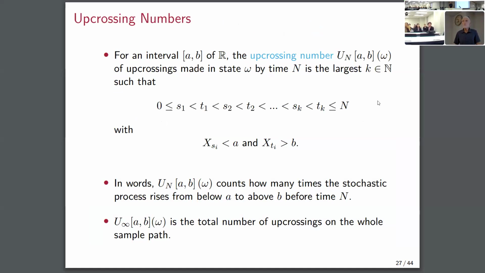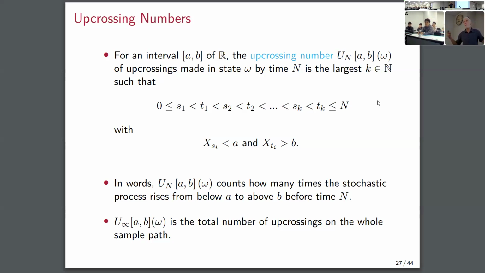Now upcrossings. For any real interval [a, b], the upcrossing number U_n[a,b], which depends on the realization of the process omega, is the number of upcrossings made by the process. What's an upcrossing? To upcross [a, b], you have to be below a and go above b. S1 is the first time that we're below a, and then T1 is the first time we're above b. So we go from below a to above b, that's an upcrossing.